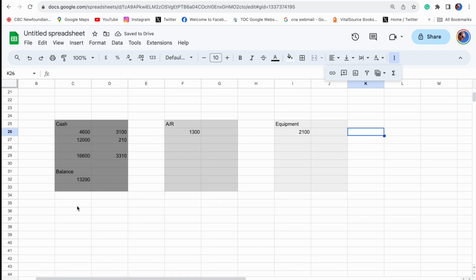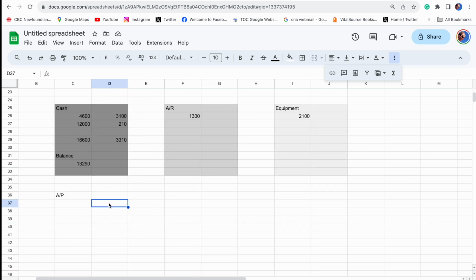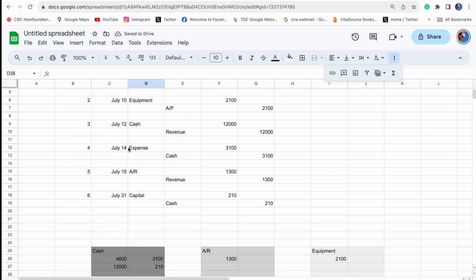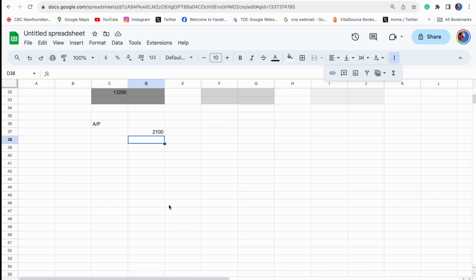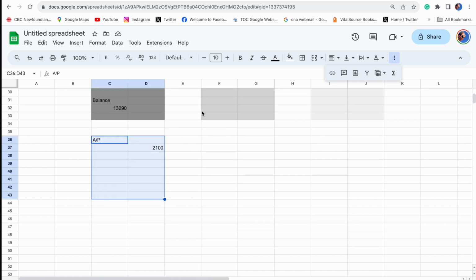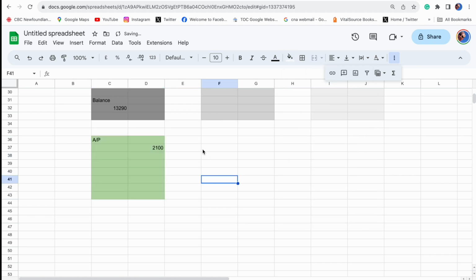Okay, so that's equipment. Let's see what other account we have. We have accounts payable. Let's take a look at our accounts payable. What happened in our accounts payable? Accounts payable was credited on July 10th by $2,100. And were there any other issues in accounts payable? No, no more. So accounts payable will have a credit balance of $2,100.